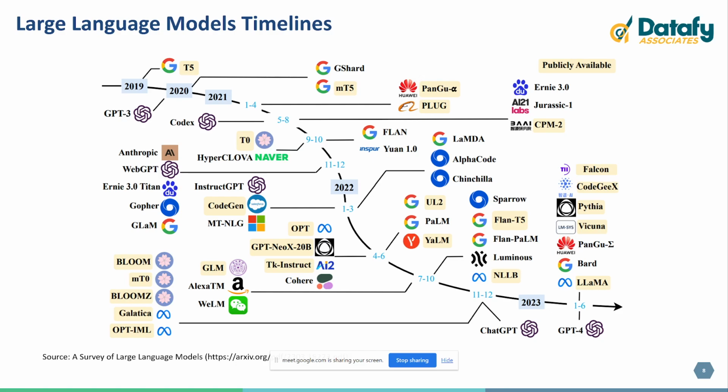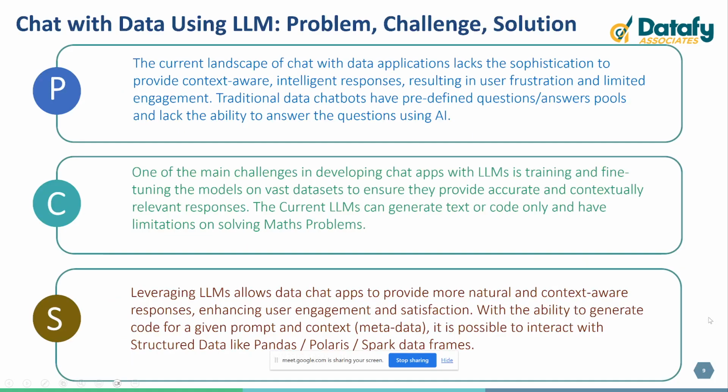TII released Falcon, an open source model with 180 billion parameters, and OpenAI released GPT-4 as well, which is of course a multimodal model using more than a trillion parameters.